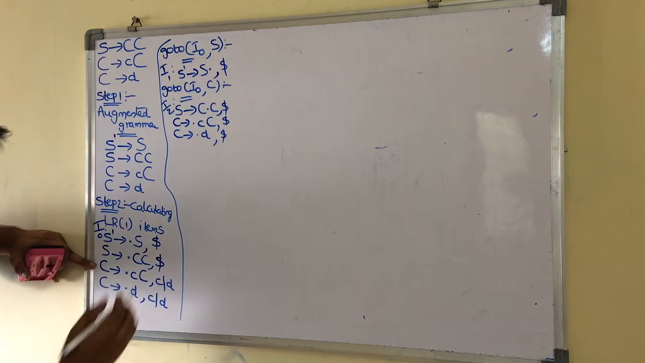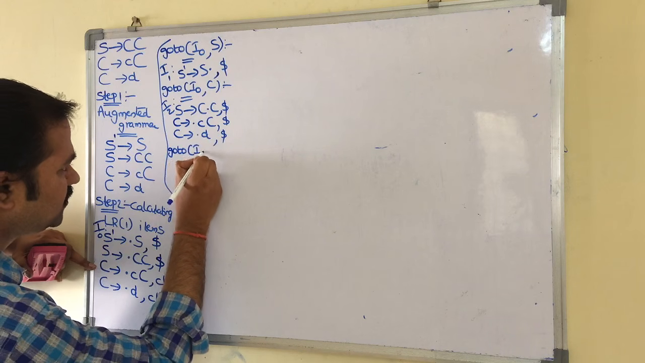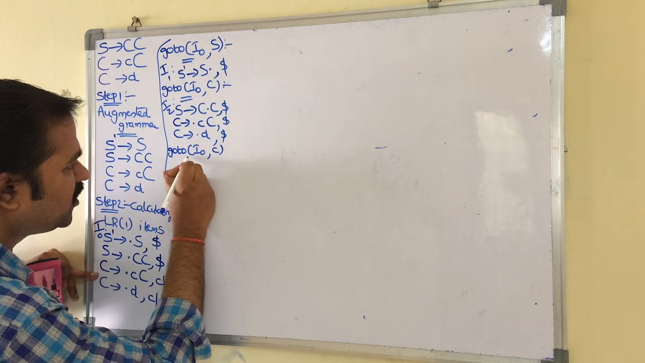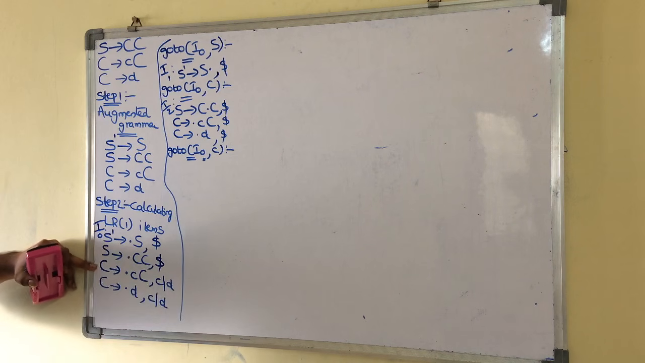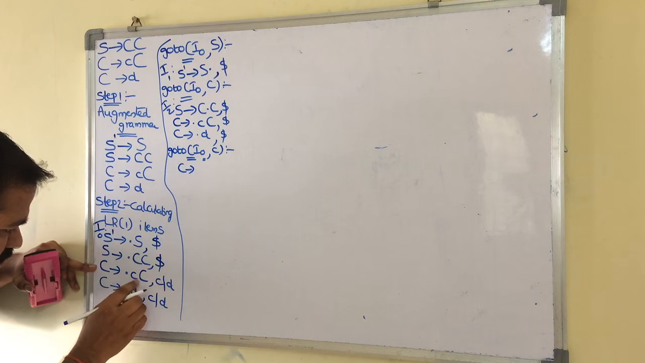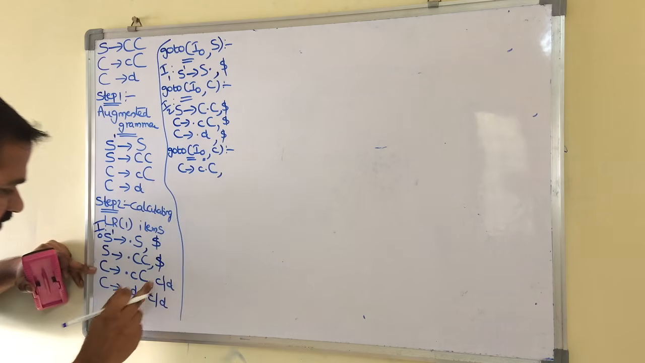So next one, goto of I0 comma c. Here after dot we have small c. So apply small c on I0. Whenever we apply goto, then dot will be shifted one position to the right. So this production will become small c dot capital C comma.